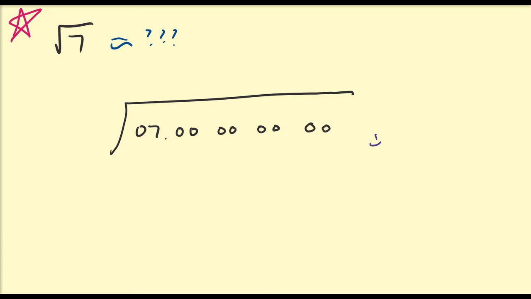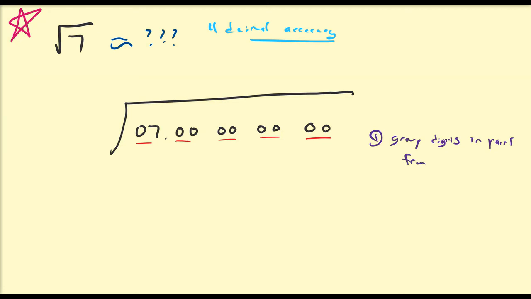The very first thing that you want to do in this algorithm is group your digits in pairs. So 0, 7 is a pair, 0, 0 is a pair, 0, 0 is a pair, 0, 0 is a pair, and 0, 0 is a pair. What we want in the end is a 4 decimal accuracy for this square root, which is why I have 4 pairs of zeros after 7. And it's very important that you group these digits from the decimal place. Therefore, you can't have 7, 0 as a group, 0, 0 as a group, and so on. That's not going to work.